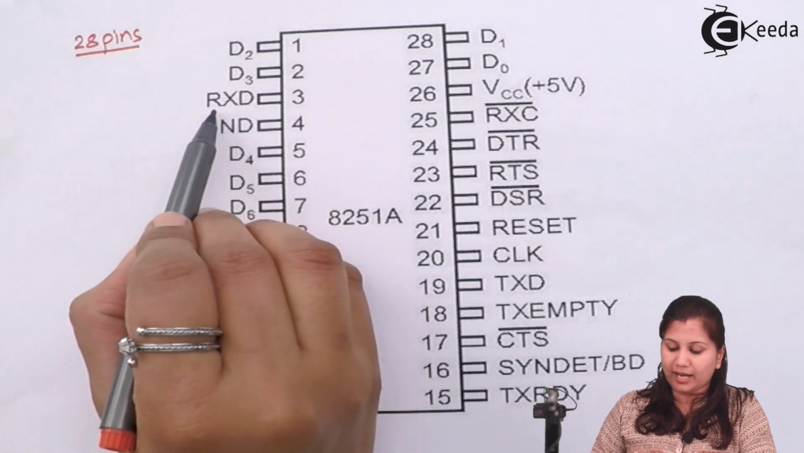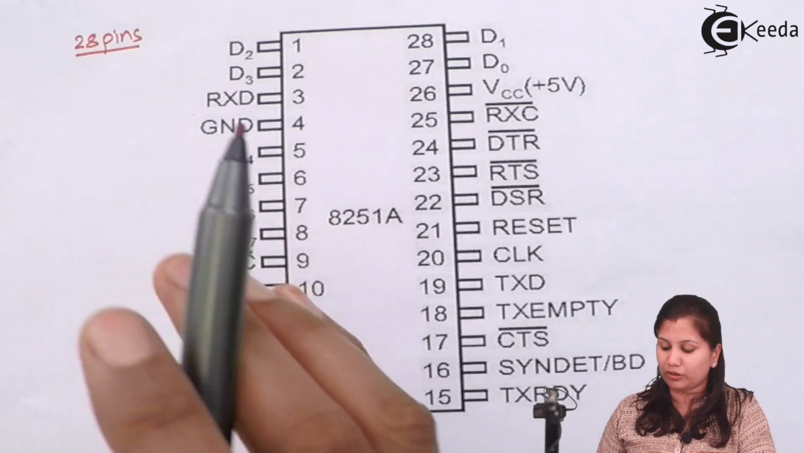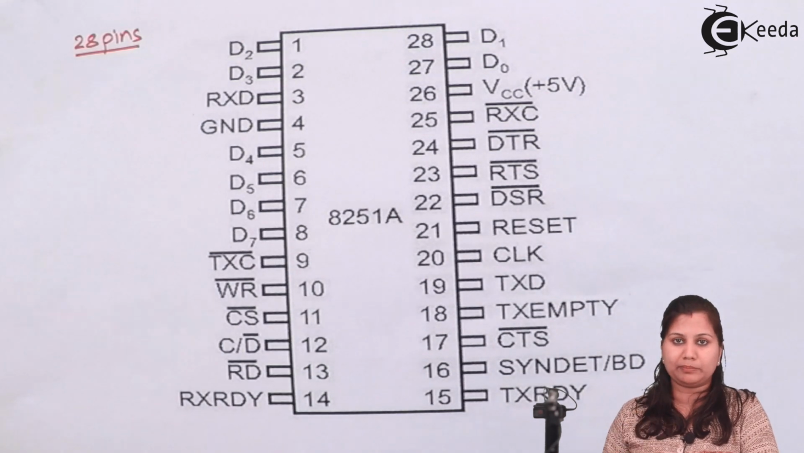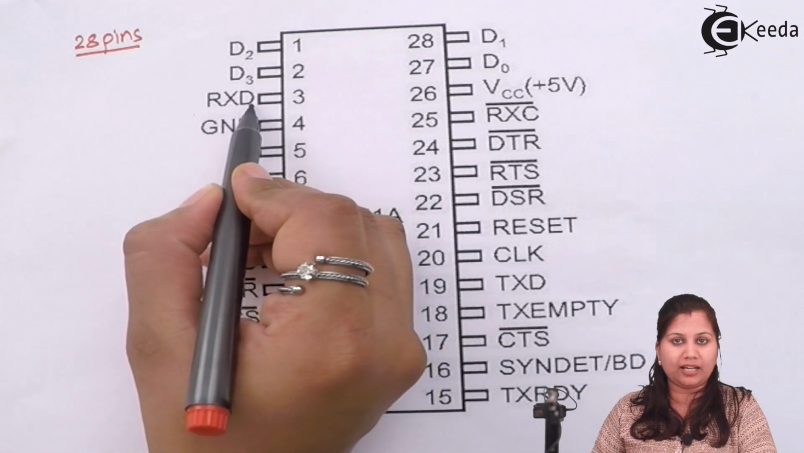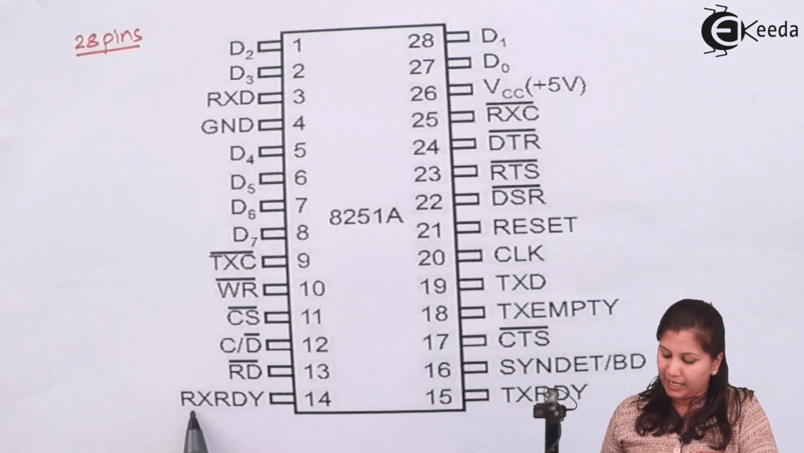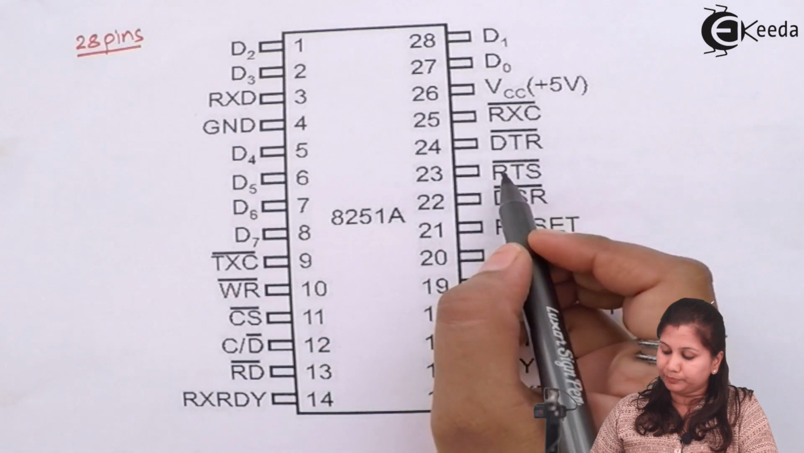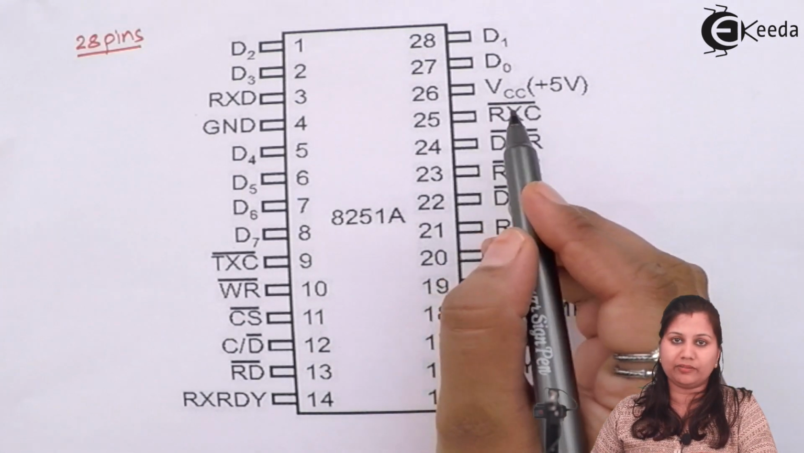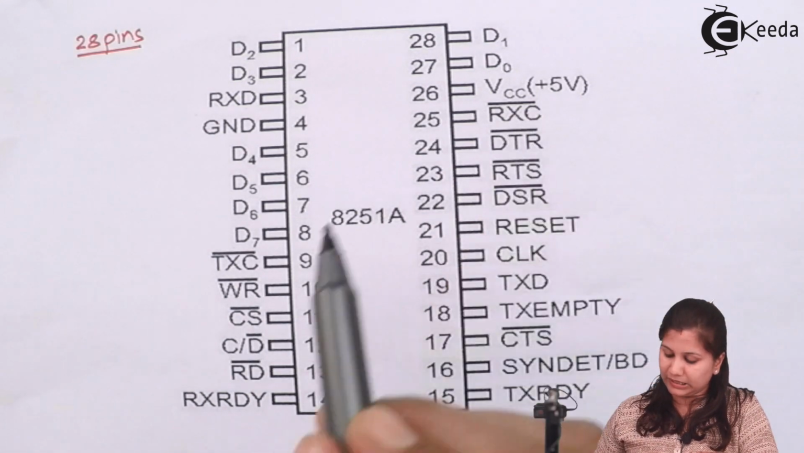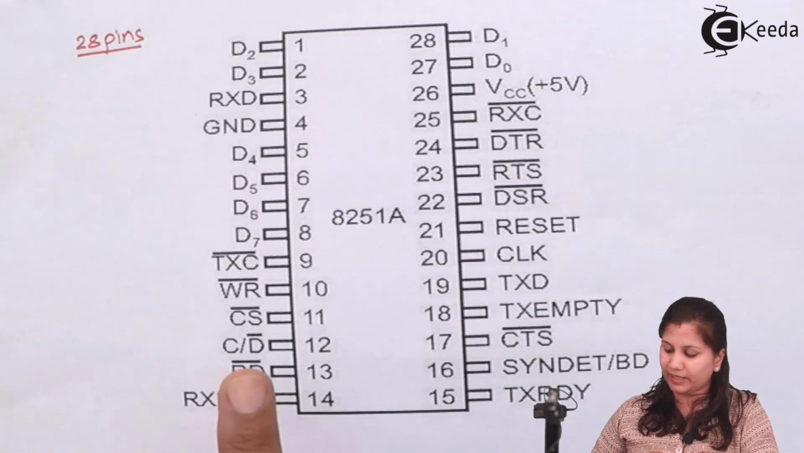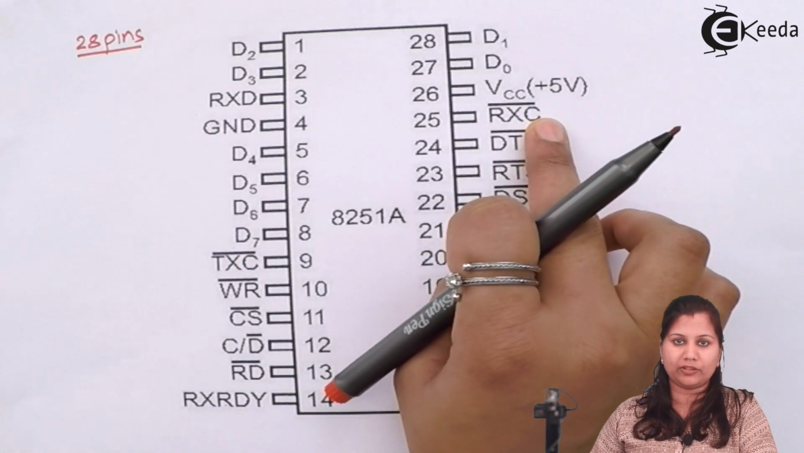Then we have RxD, which is for the received data, because it is acting as a receiver also and as a transmitter also. So it will have pins for receiving the data and for transmitting the data. For receiving data, we have the received data RxD pin. We have Rx ready, that is receive ready. We have the RxC, that is receiver clock. So these three signals are for receiving the data: receive data, receive ready, and receiver clock.